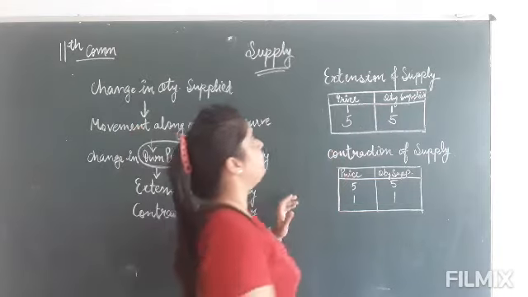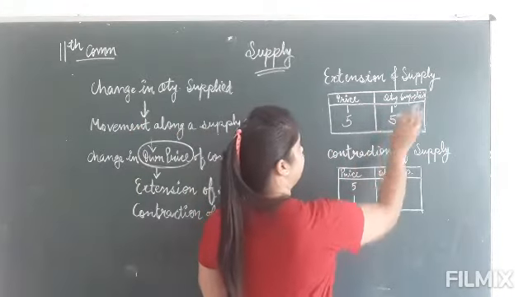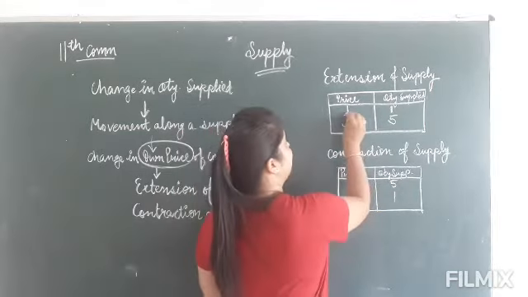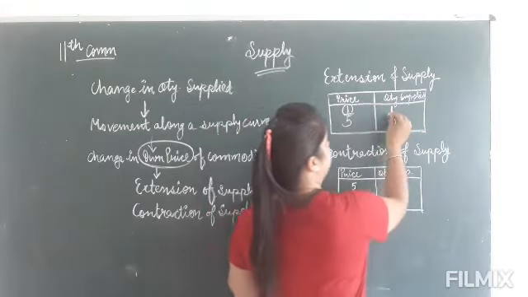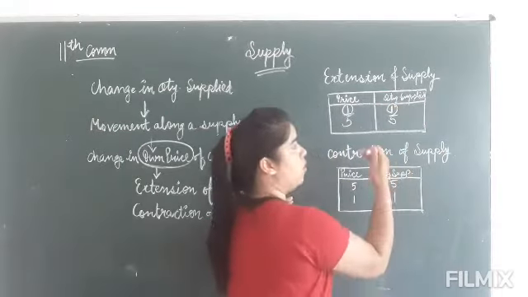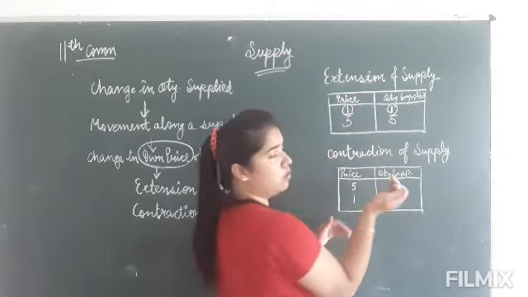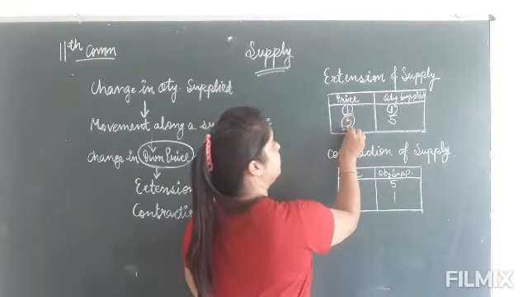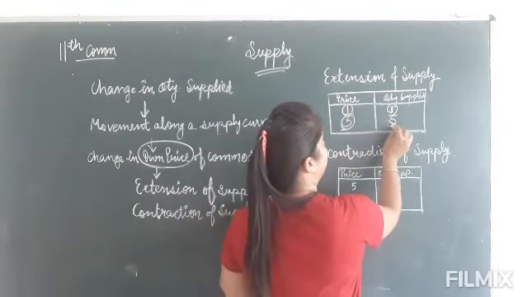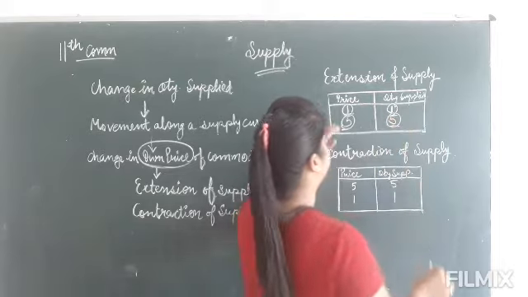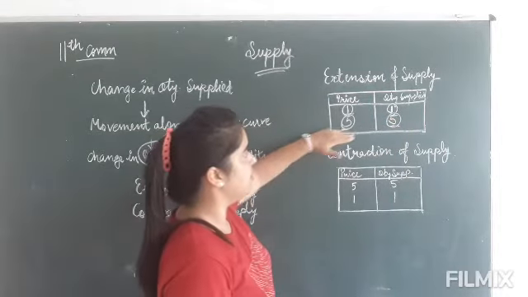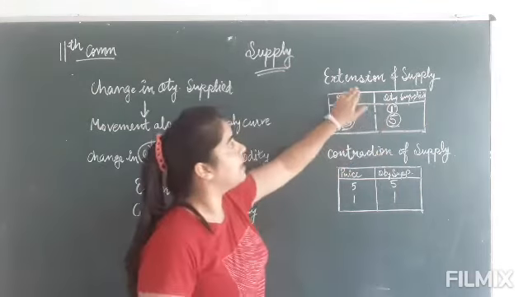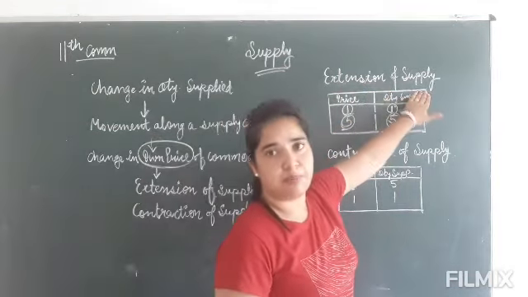So you can see from here that quantity supplied is changed. If price is 1, then quantity supplied is also 1. Now if the price, the own price of the commodity, is increased, the quantity supplied also increased. Means with the increase of price, the quantity supplied also increased. This is the case of extension of supply.